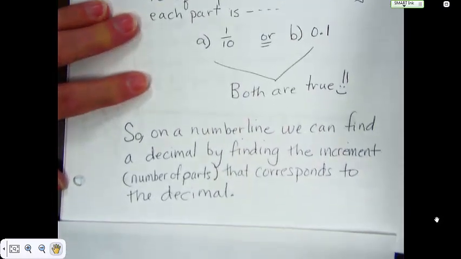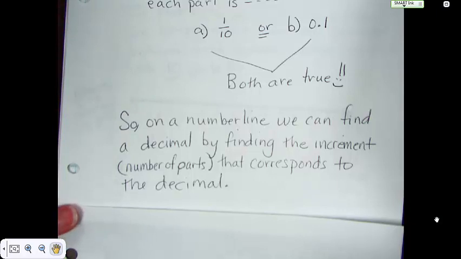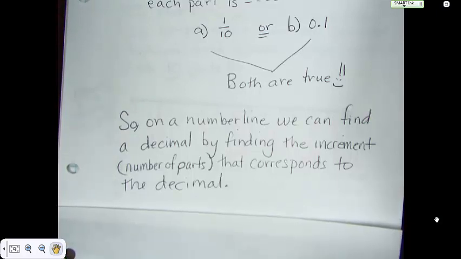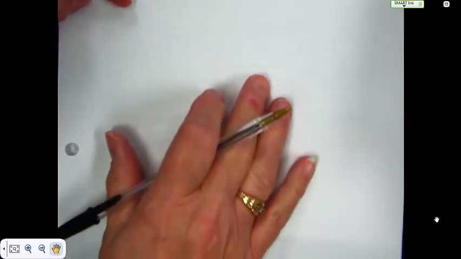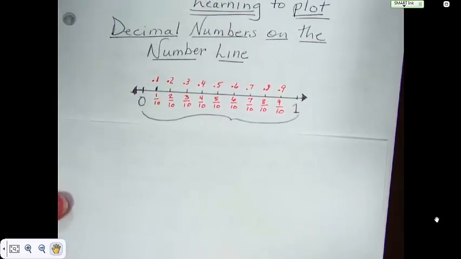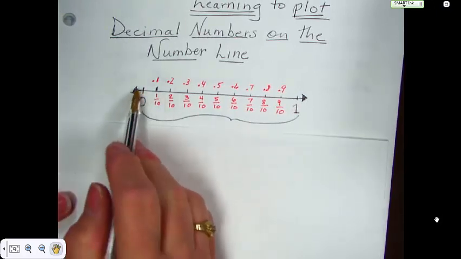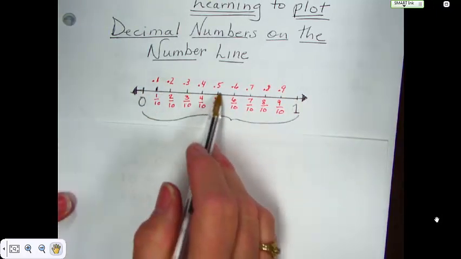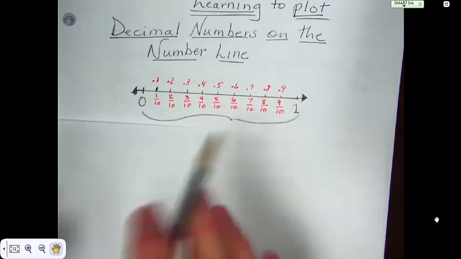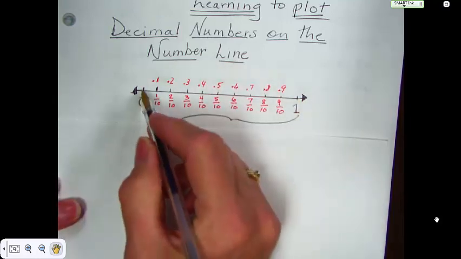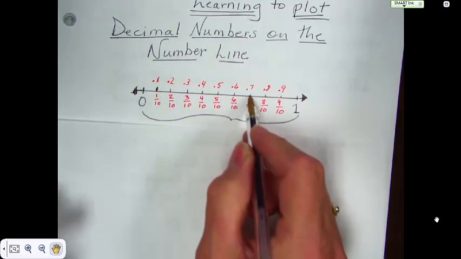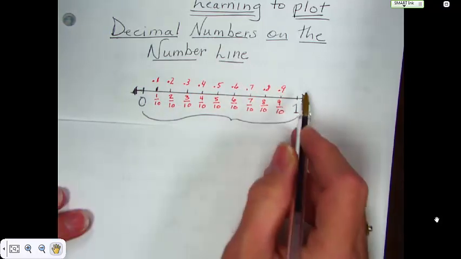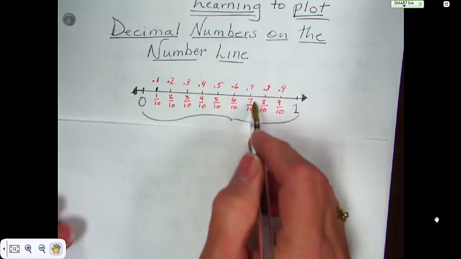On a number line, we can find a decimal by finding the increment, or the number of parts that corresponds to that decimal. In other words, if we were looking for 7/10, we would go back to the number line and we'd say, okay, there's 1, 2, 3, 4, 5, 6, 7, 8, 9, there's 10 spaces on here. If we go 1, 2, 3, 4, 5, 6, 7 spaces over, that's 7 of 10. And therefore it is 7/10.